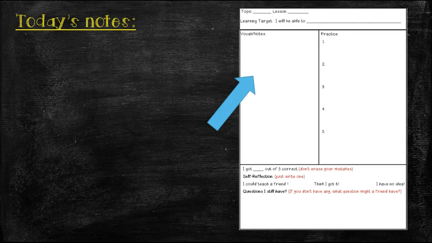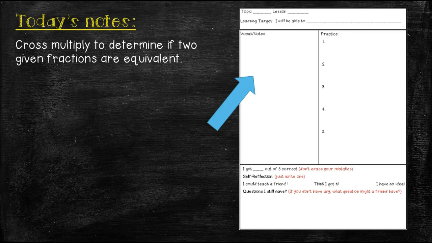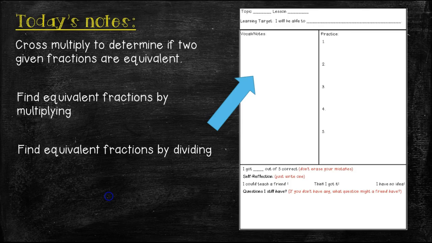Here are today's notes I'd like you to write down. First of all, cross-multiply to determine if two given fractions are equivalent. That's going to help you determine how to find equivalent fractions. Our next note for the day is to find equivalent fractions by multiplying, or you can find equivalent fractions by dividing.